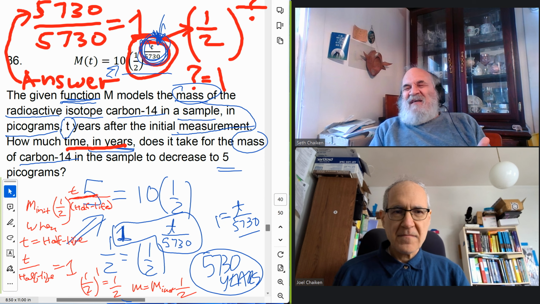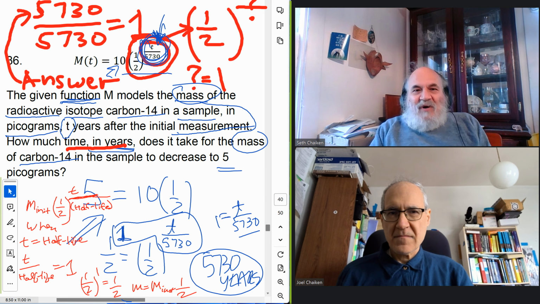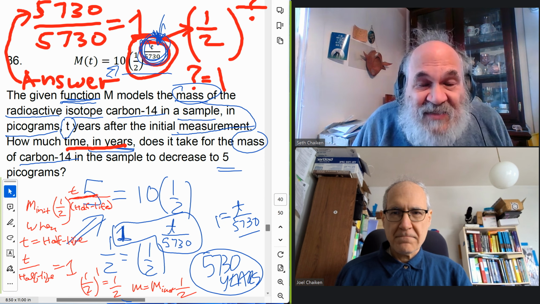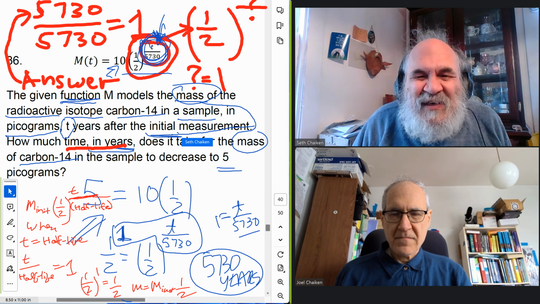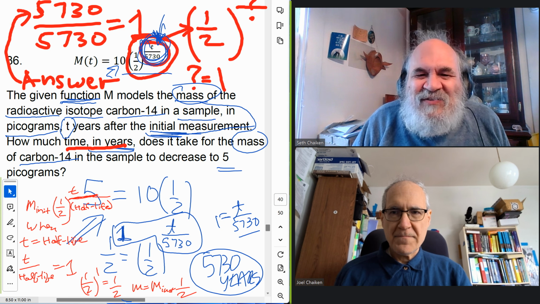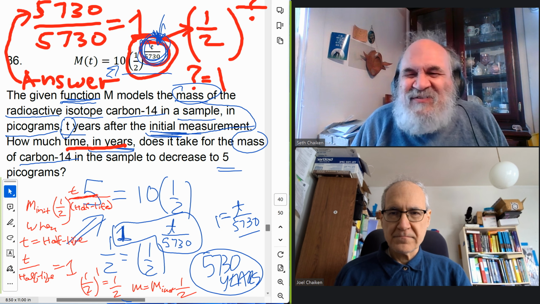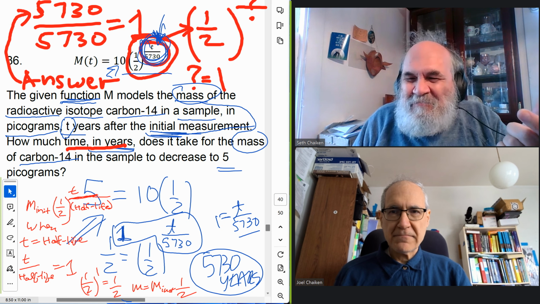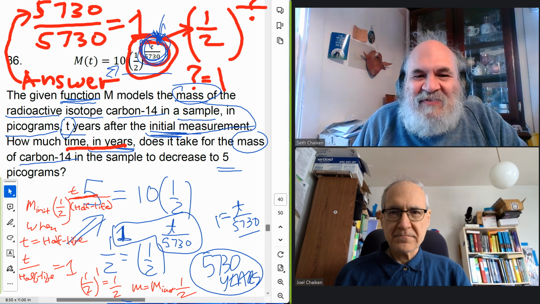At the time of the initial measurement, t equals 0. T is years after the initial measurement, so at the initial measurement, it's 0 years. So at the time of the initial measurement, t equals 0.